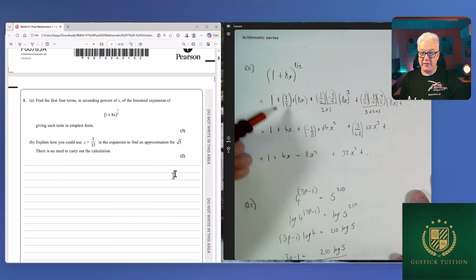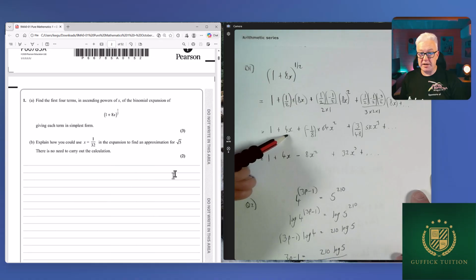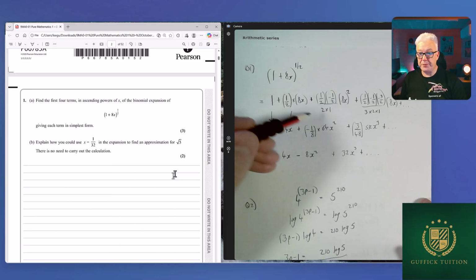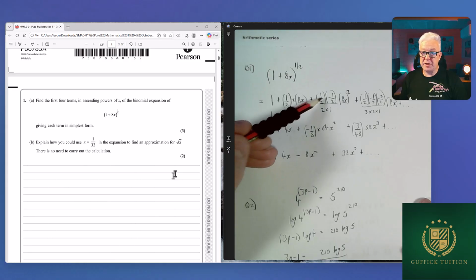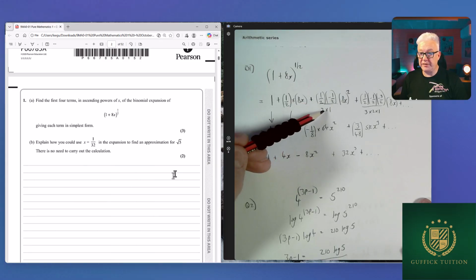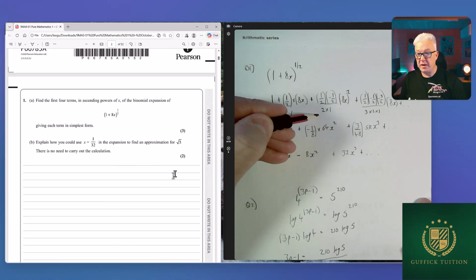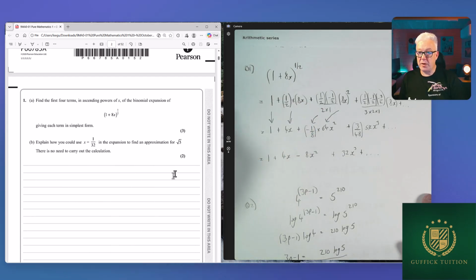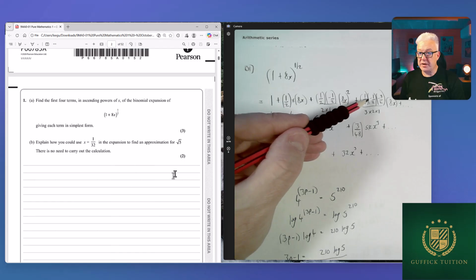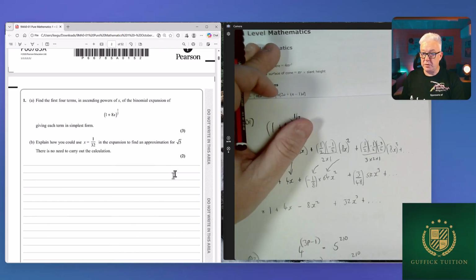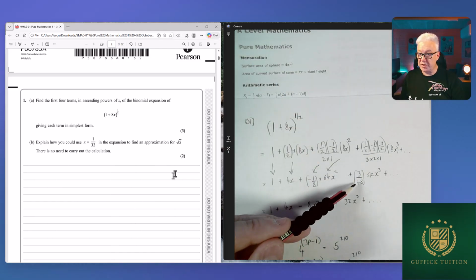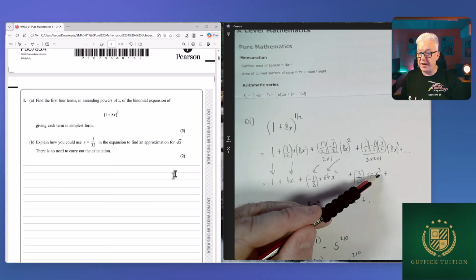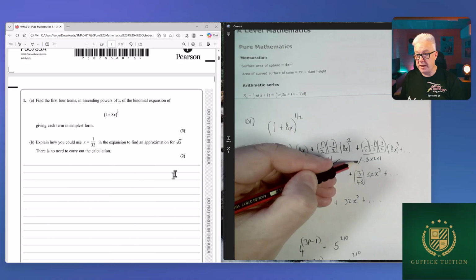So 8 times by a half is 4. So that one is going to go to 4x. The first term is just 1. The next term we've got a half times minus a half is minus a quarter, divided by 2 is minus an eighth. 8 squared is 64 and x squared is x squared. Here we have a half times minus 3 over 2, all over 6 factorial, which turns out to be 3 over 48. 8 cubed is 512 and x cubed is x cubed. So there we go, that's the next line.